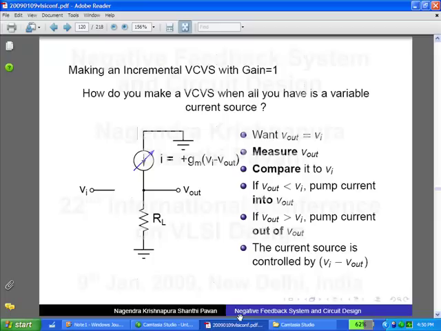And again, the question to ask yourself is, how will I make a VCVS with a gain of 1 if all I had is a variable current source? I mean, again, I push you into a lab, I gave you this big box with a knob on it. Okay, if you turn the knob, the current that flows between the two terminals of the box varies. Okay, and I'm giving you this task.